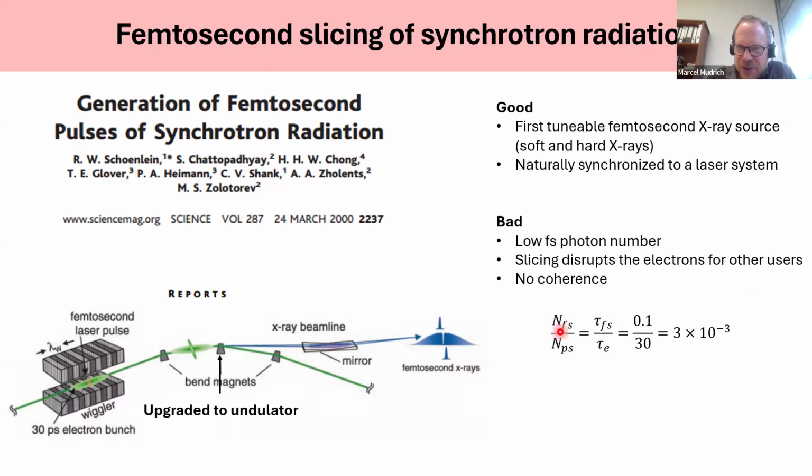Here's just a brief estimate of the ratio of photon number that we might expect. The number of photons in the femtosecond laser pulse divided by the number of photons in the total picosecond pulse from the whole electron bunch is given just by the ratio of the pulse durations. So this is, let's say, 100 femtoseconds, which is 0.1 picoseconds, divided by 30 picoseconds. That's around a thousandth or so of the number of photons in this femtosecond pulse, which is very low.